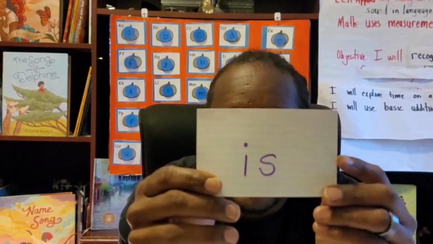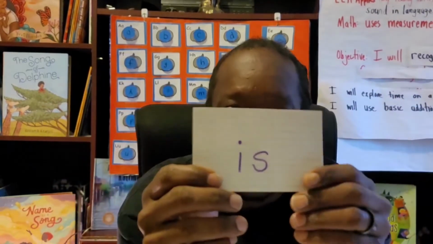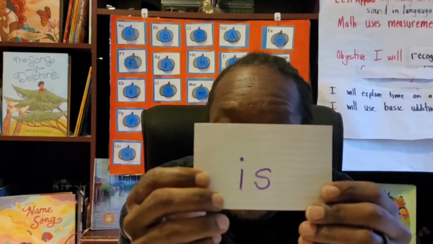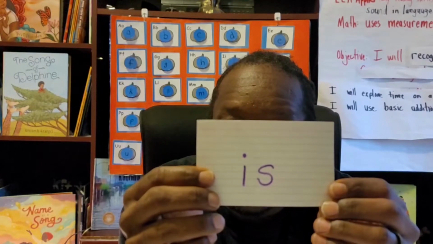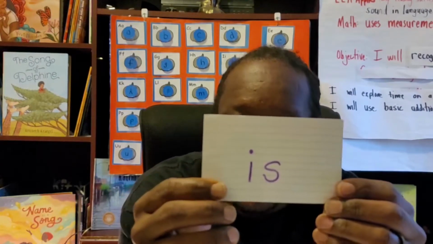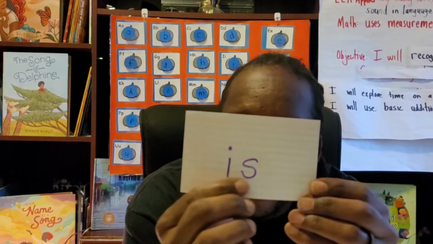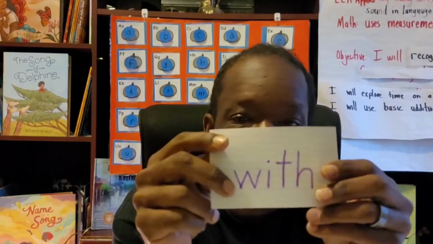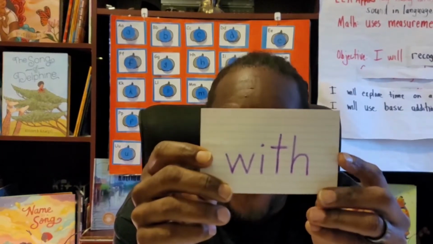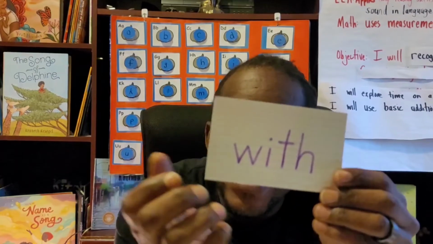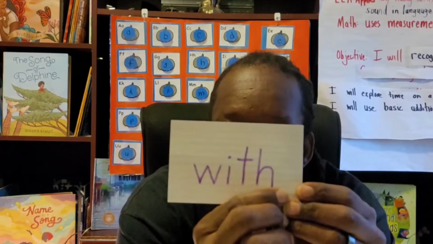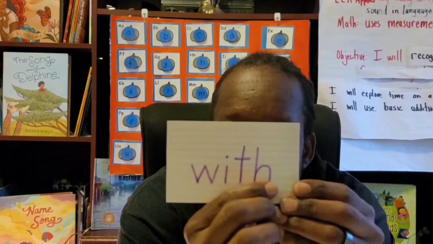What word is this? Woo. Everybody said that one. Is. This is the third show of this week. Is. Let's spell is. I-S. Is. What word is this? With. Are you working with Dr. Sanders today? Let's spell with. W-I-T-H. With.